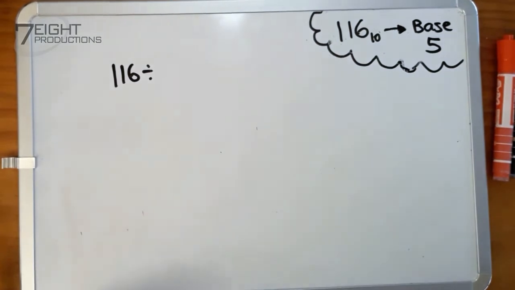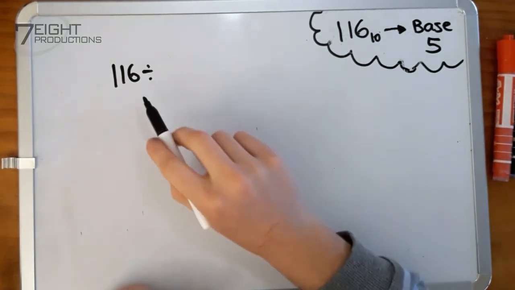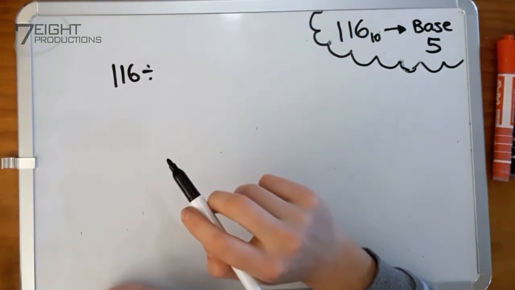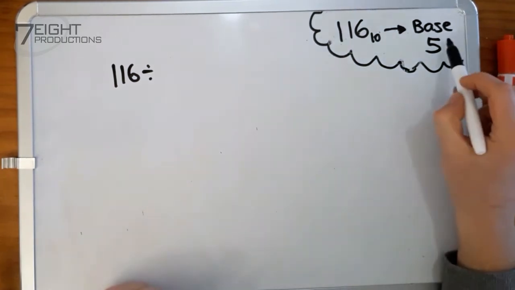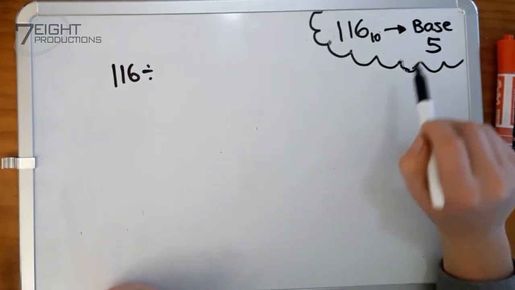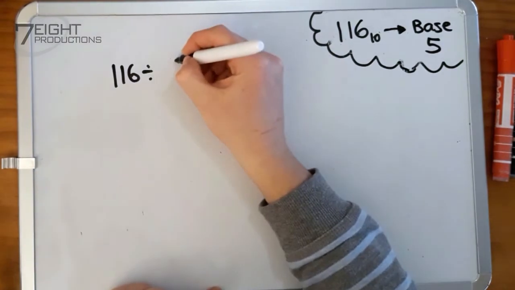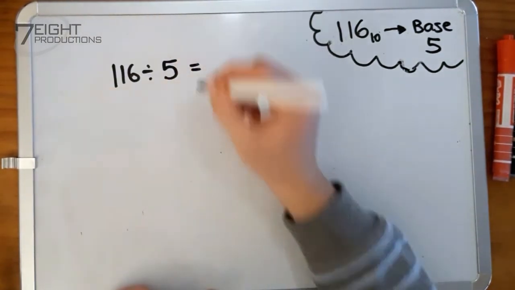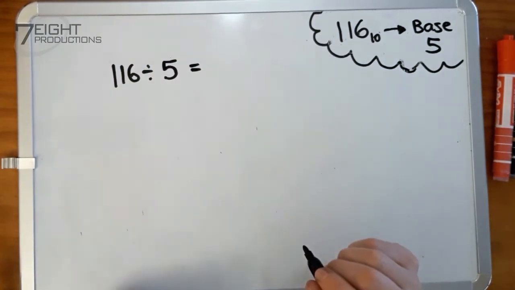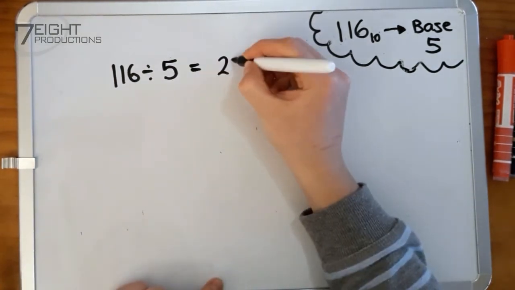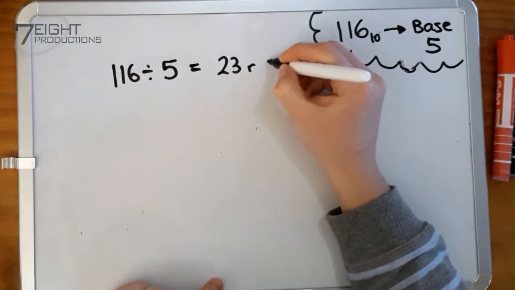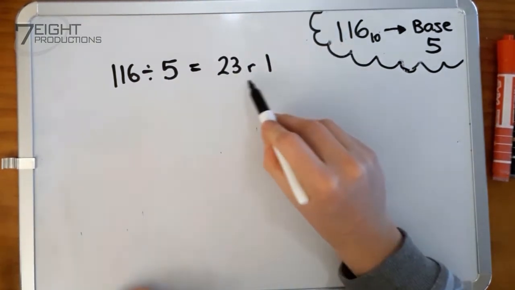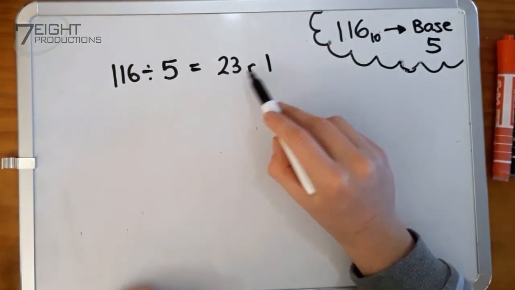And we're going to divide. Remember, this way it looks at division. We divide it by the base system that we're working into. We want to turn this into a base 5 system, so we're going to divide by 5. 116 divided by 5. Now, grab your calculator or do it in your brain, but it is equal to 23 remainder 1. And it's really important that you write it out like this, 23 remainder 1.